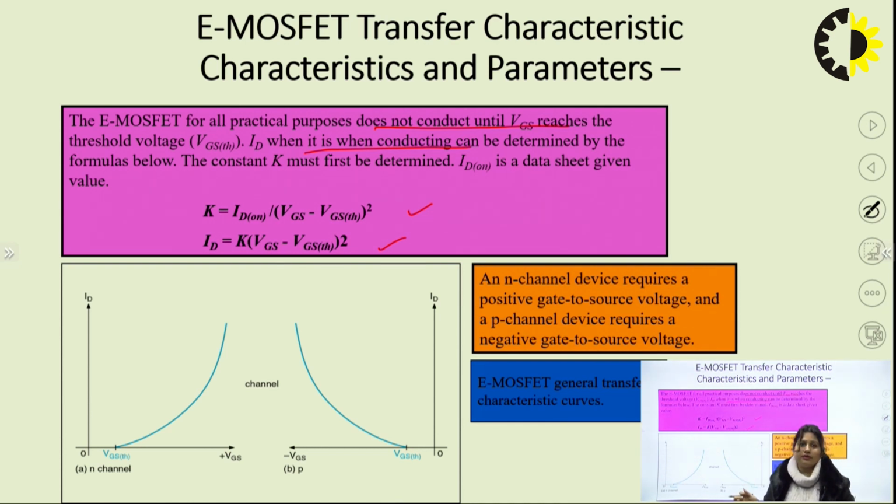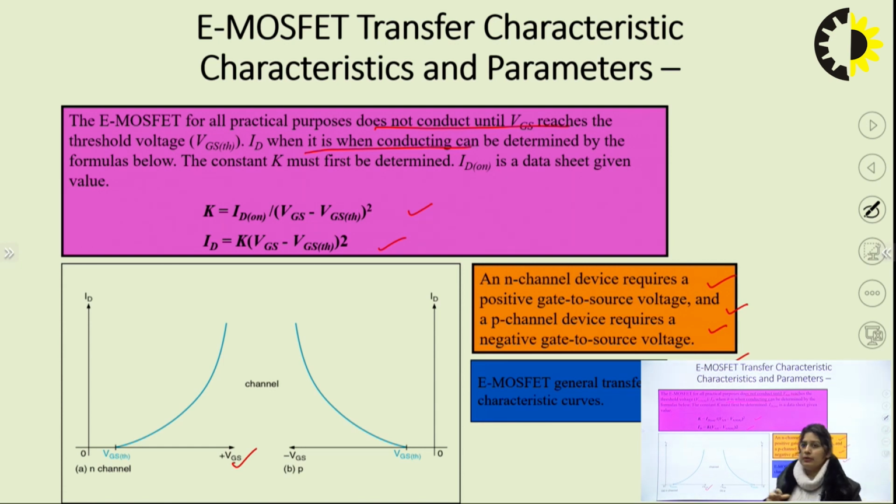As we have already discussed, the P-channel characteristics are similar to the N-channel, but in the reverse direction. The same thing applies here: we have to increase the VGS value beyond the threshold value. Only in that case will the current keep on increasing in both cases. So an N-channel device requires a positive gate to source voltage, and a P-channel device requires a negative gate to source voltage.